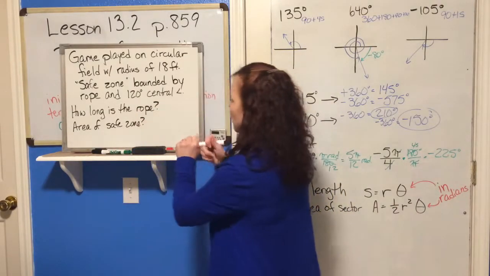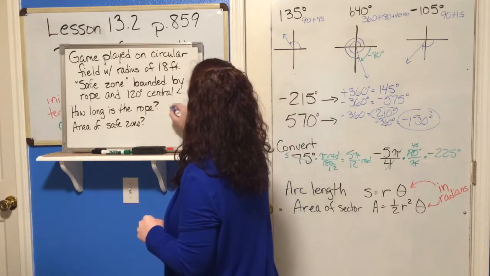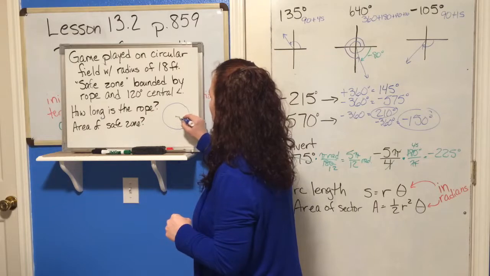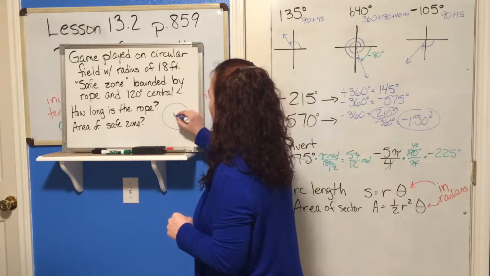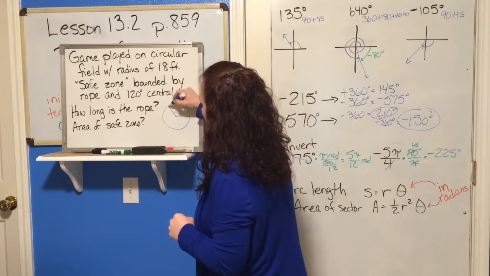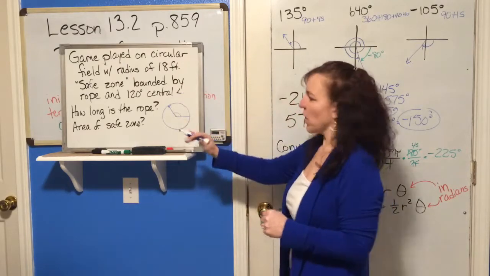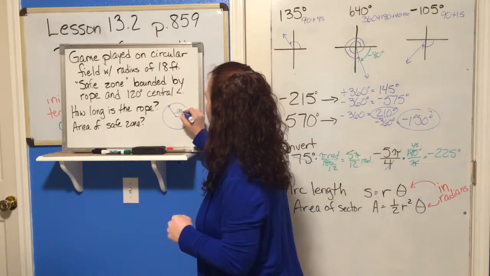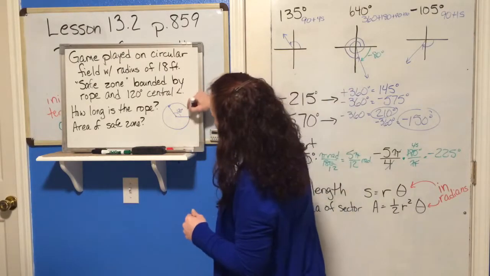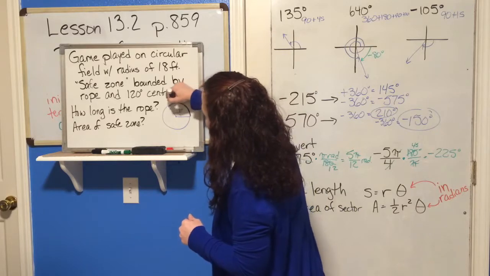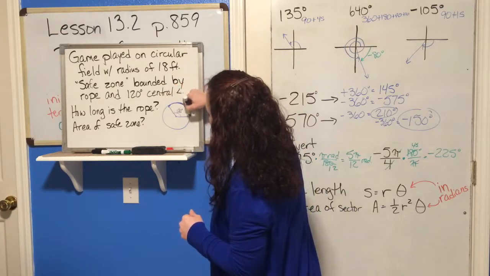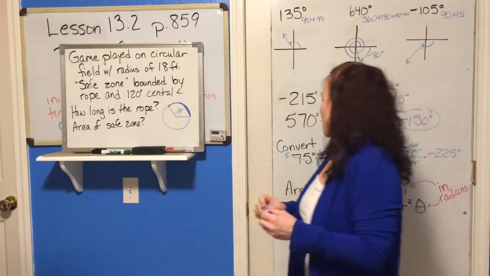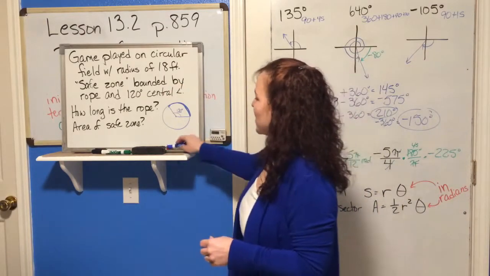So I don't know if you can picture it, we've got a circular field. And inside this circular field, there is a 120 degree angle that makes a sector, all right? And so what I want to know, so this is 120 degrees, and I want to know how long is the rope, how long of a piece of rope do I have to bound this? How long is this arc length is really what I'm looking for in order to find this safe zone.